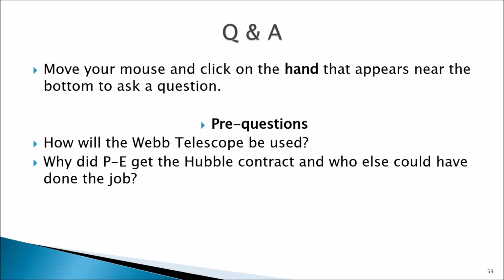So the first question I'm going to address will be the Webb telescope and how it will be used. The Webb telescope is an infrared telescope. It will not have the ability to get visual, or, excuse me, visible images.